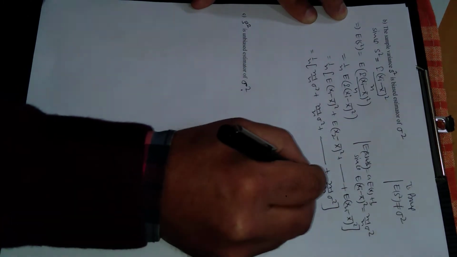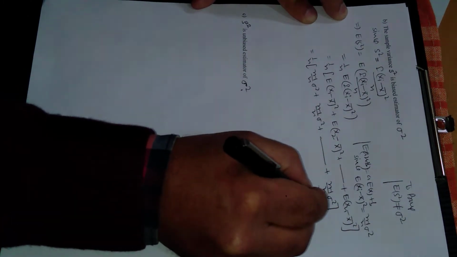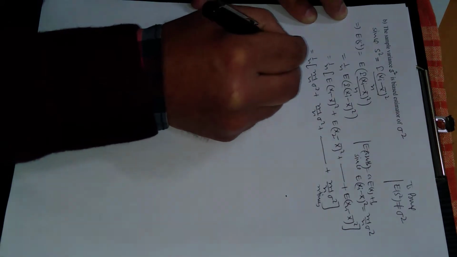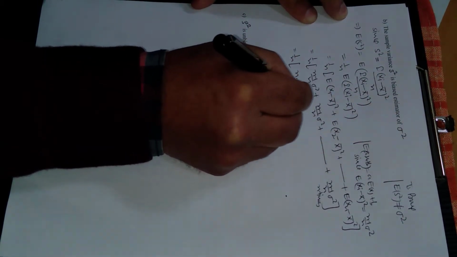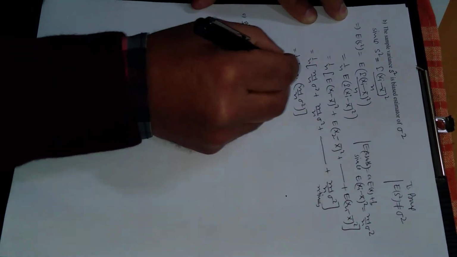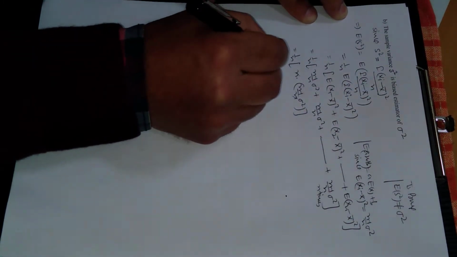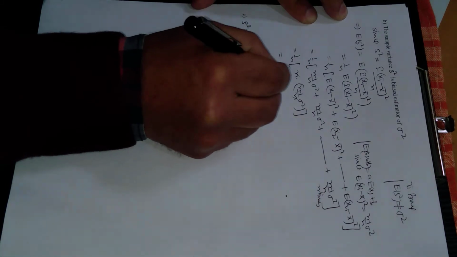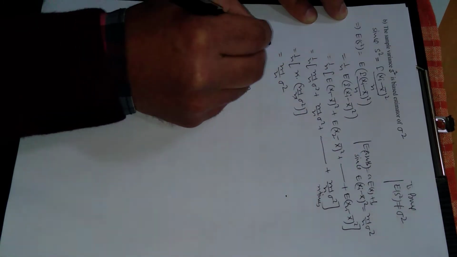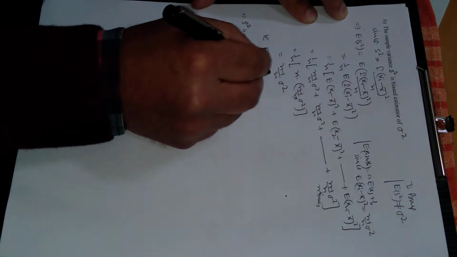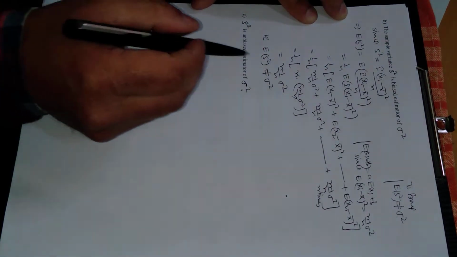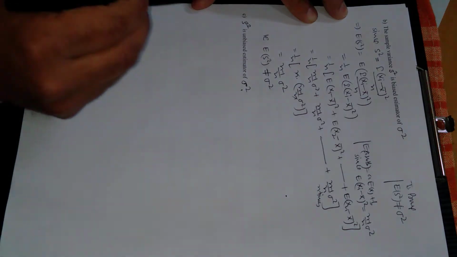How many times are these? These are n times. So 1 upon n is outside, and this will be n times n minus 1 upon n into sigma square. The n cancels, so we are left with n minus 1 upon n into sigma square. It means the expected value of S square is not equal to sigma square, because we are getting a value different from sigma square.